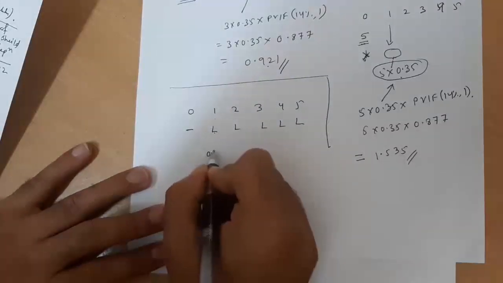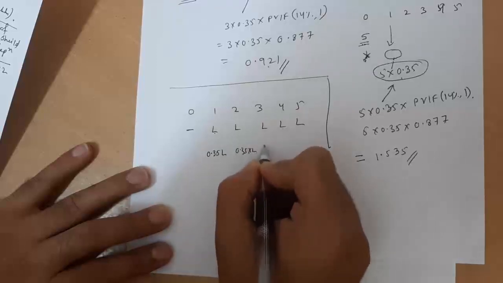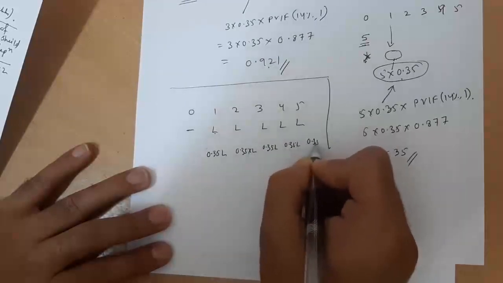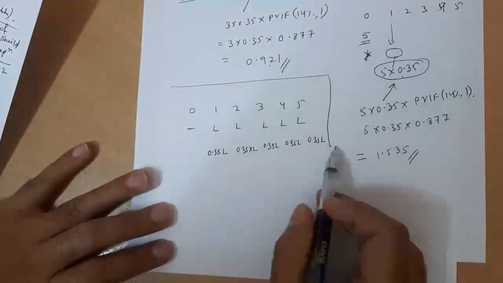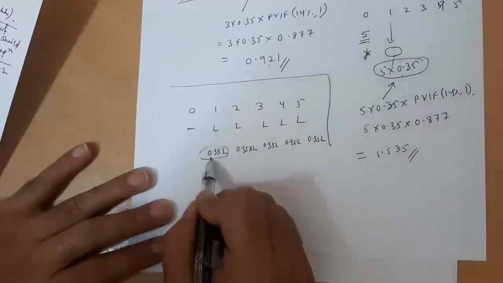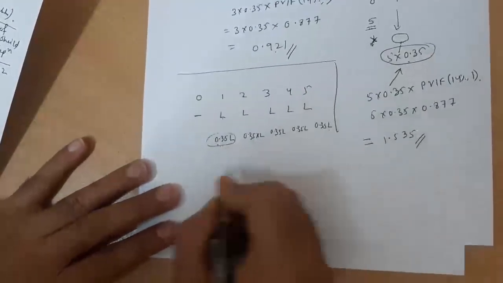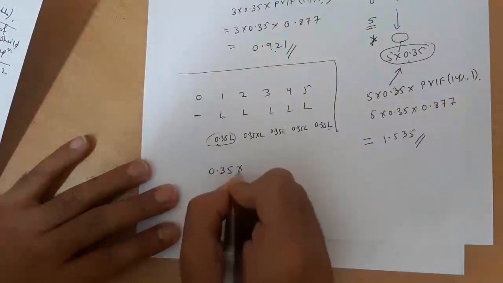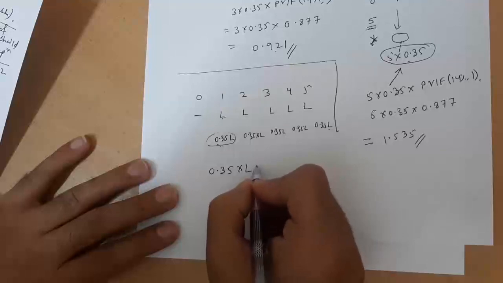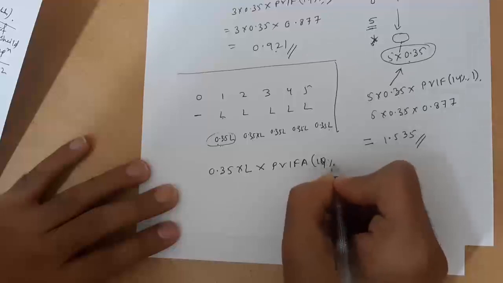How much? 0.35 into L. Second year again 0.35 into L. Same amount every year, no? Because you are receiving the same rental, so you pay the same tax. So the amount of tax paid is 0.35 into L every year from the first year to the fifth year. What will be the present value of this? Present value will be 0.35 into L, okay, into what? Into PVIFA 14%, 5 years.